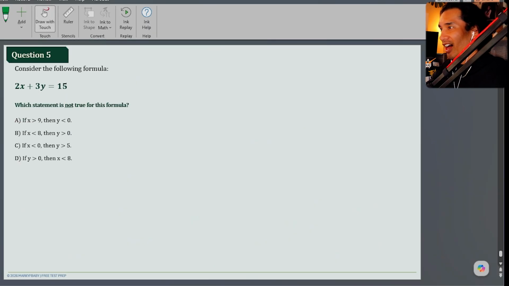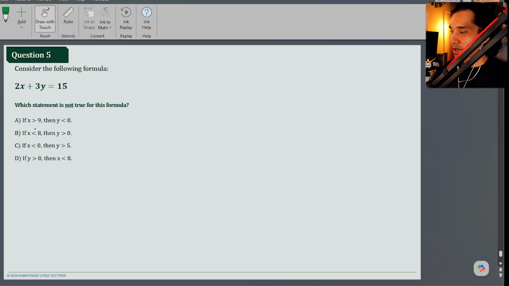Consider the following formula. 2x plus 3y equals 15. Which statement is not true for this formula? Again, there's going to be 3 answer choices that will be true, and one of them being false. We have to prove the false one. Now, before we start this problem, let's figure out these inequality signs. Let's see this one right here.